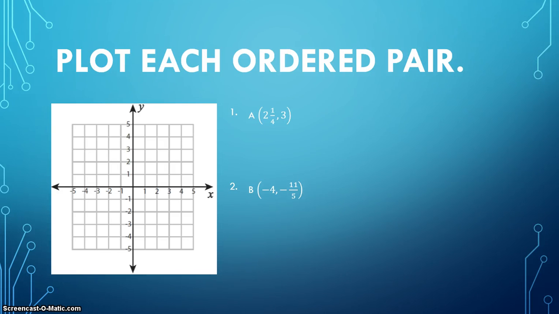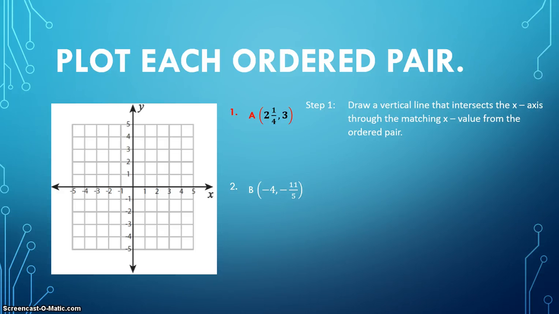Now, how we're going to start off with this is by looking at number 1, point A. And again, we're going to go through the steps. Step 1, we're going to draw the vertical line at the x value. So if we take a look, our x value is 2 1/4. Well, there's a problem with that. 2 1/4, that's in between 2 and 3, but we have no little dash or indication of where in between 2 and 3 is 2 1/4.